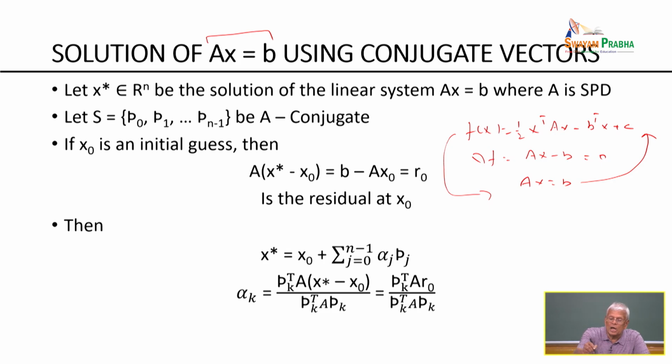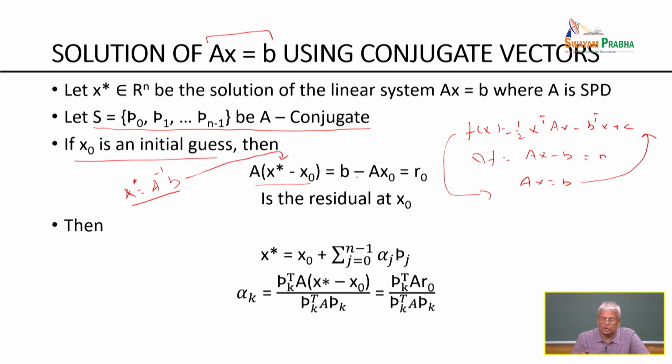So, let x star be the solution of the linear system Ax = b, where A is SPD. Let S be a system of A-conjugate vectors. x naught is the initial guess, the starting point. Now, x star is A inverse b, we already know that, right. So, if I substitute it in here, this becomes b minus A x naught, that is equal to r naught, the initial residual.